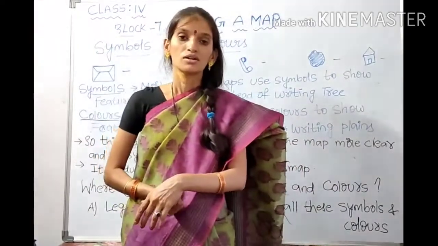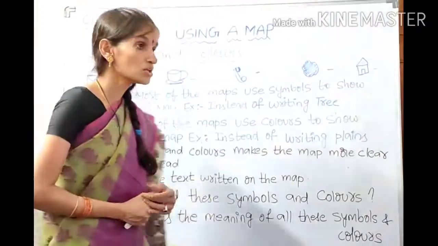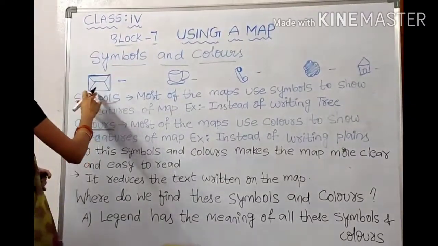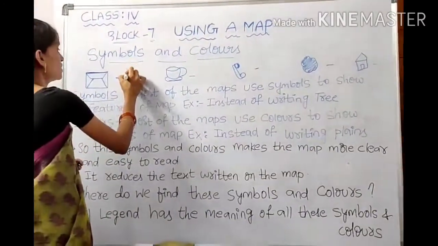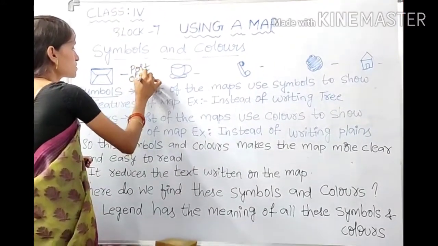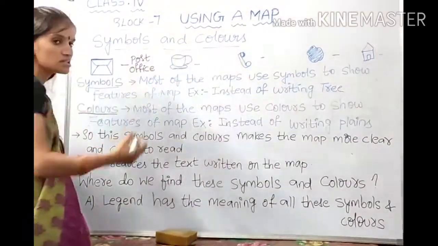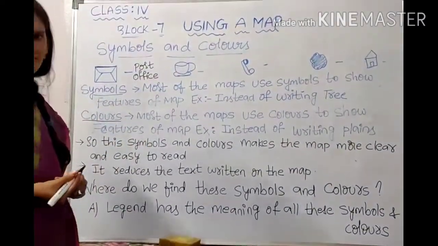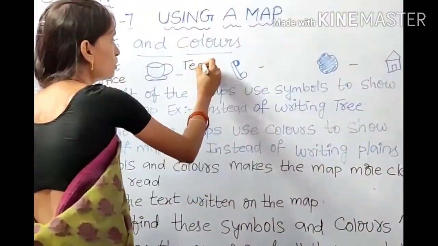So today, now we are going to know the symbols and colors. So look here children, I have drawn some symbols here. What does this symbol indicate? Yes, it is a post office. So if the symbol is there, it represents that it is a post office. And what does this represent? Yes, you might be saying that it is a cup and saucer. What do you drink? Coffee, tea, milk. So it represents that there is a tea or coffee shop.